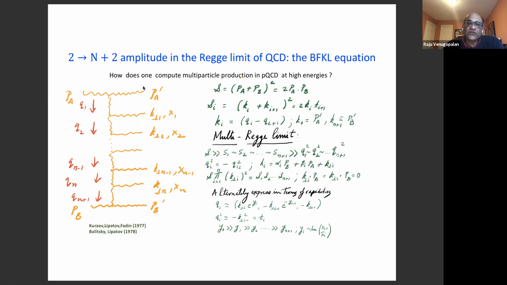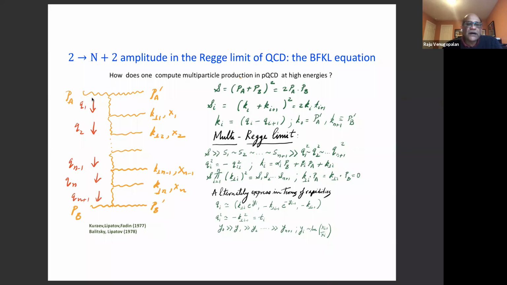This is obviously of great interest because you can think of the LHC as a big 2 to n amplitude machine, where you're producing copious amounts of partons, which then have very interesting dynamics. The way to really compute things was pioneered by Lipatov and his collaborators, and it goes under the name BFKL. That's Balitsky, Fadin, Kuraev, and Lipatov in the late 70s. This was really a phenomenal tour de force piece of work at that time, and hopefully you'll get a sense as I go along why it was so.